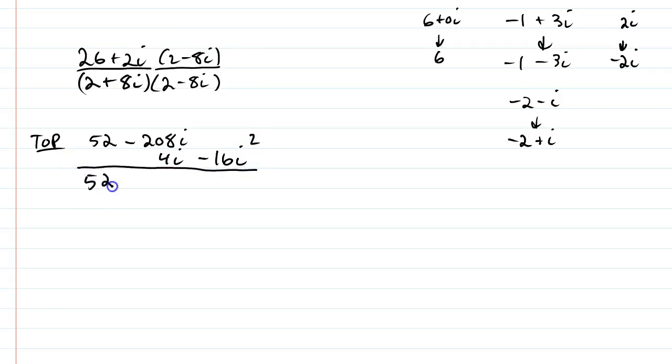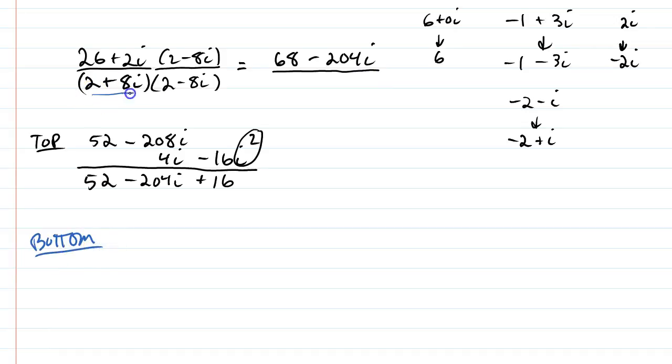So when I work this out, 52 minus 204i minus, and if you're getting used to this i squared, you could just write this as plus 16. So when I write out the top here, I'm thinking 52 plus 16 is 68 minus 204i. That's just the top. Now for the bottom.